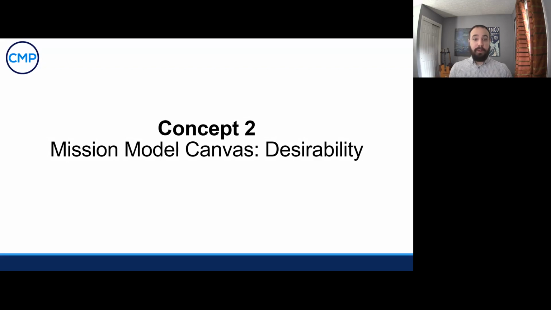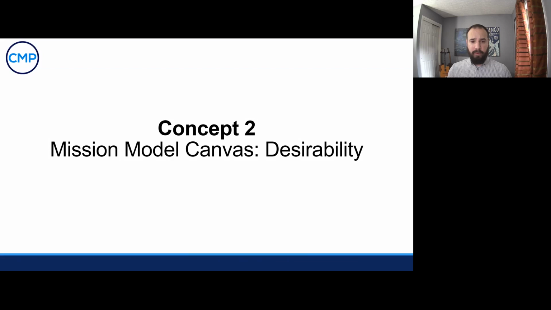Concept 2 is going to cover the right side of the mission model canvas, what we like to call desirability. If you remember from the previous concept session, there are three key areas in the mission model canvas. The first being desirability, which is the right-hand side. You have feasibility on the left, and then the bottom two boxes are viability. So for the focus of this particular presentation, we're going to be looking at desirability.